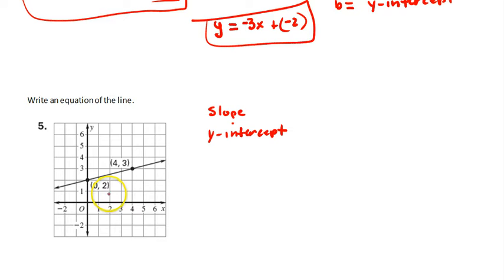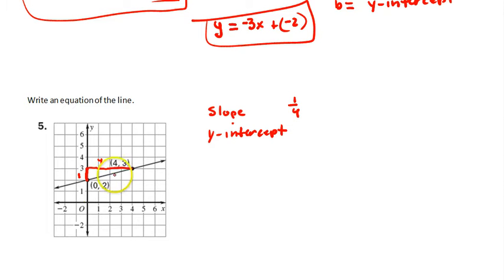Okay, so this is pretty easy to figure out. If you remember to find slope, there's a couple of different ways. We're looking at a graph, so we can look at it this way and say, well, it's a rise of 1 and a run of 1, 2, 3, 4. So I could say my slope is 1/4.